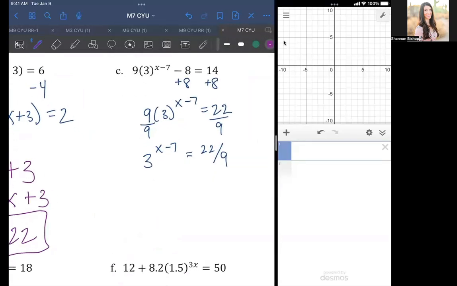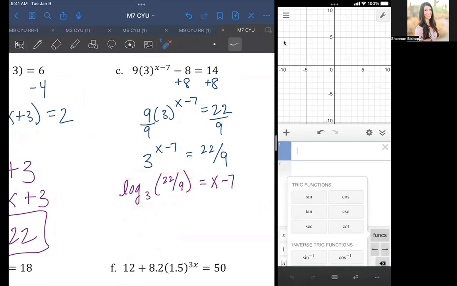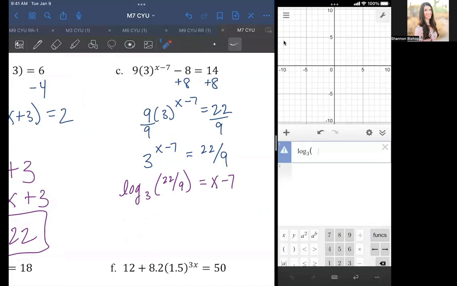So the inverse of that equation would say log, the base is 3, the desired result is the 22 ninths, and the exponent is x minus 7. So this expression is just a computable value. You can hop into Desmos and find out what is log base 3 of 22 ninths. Well, it is 0.814 if I round it.